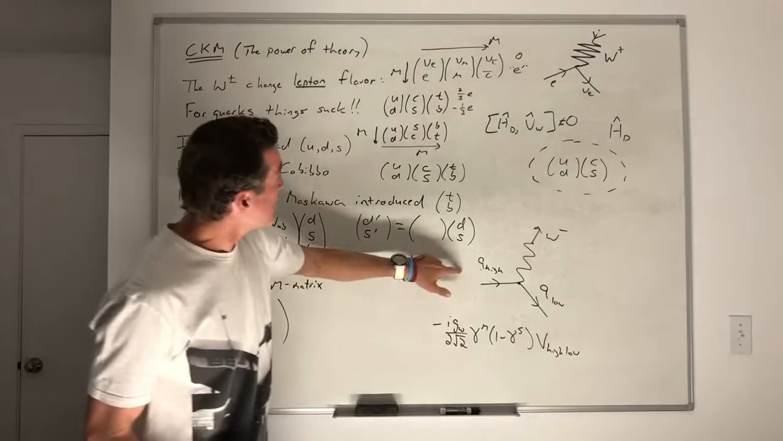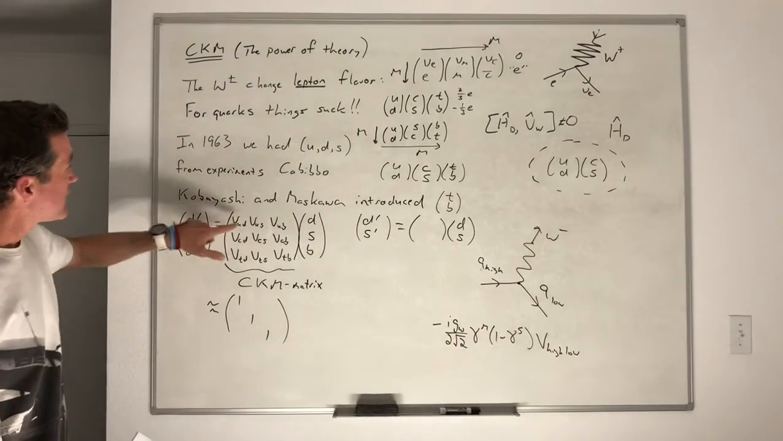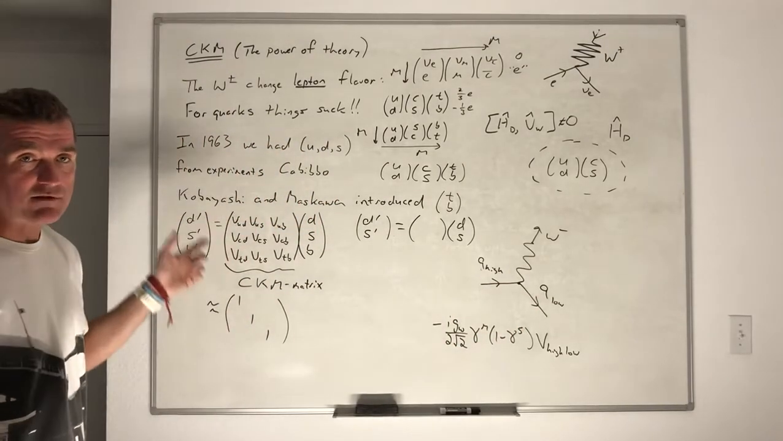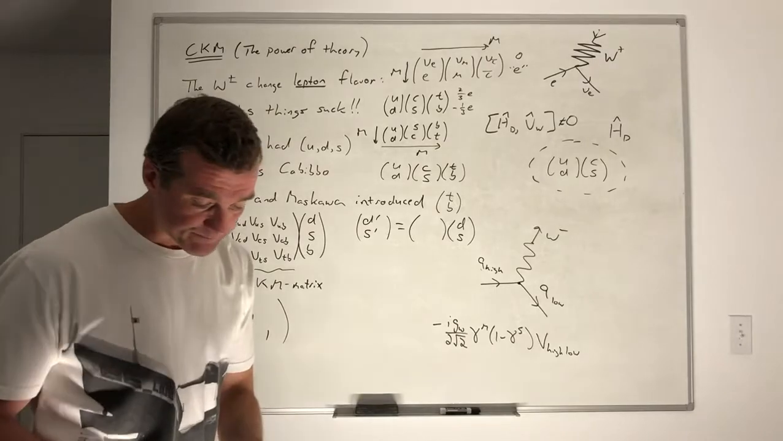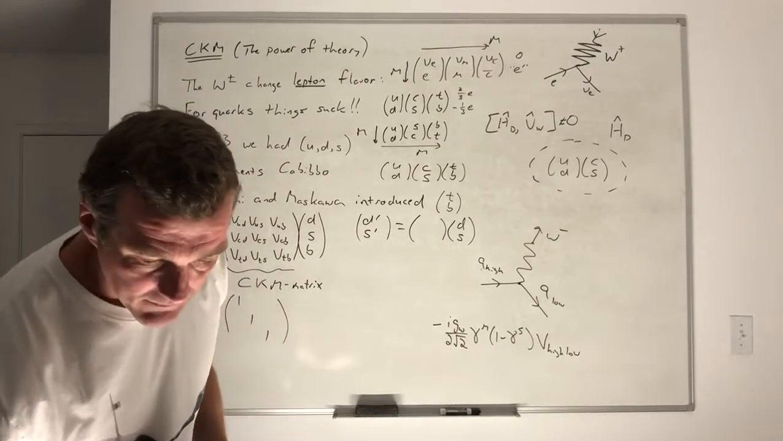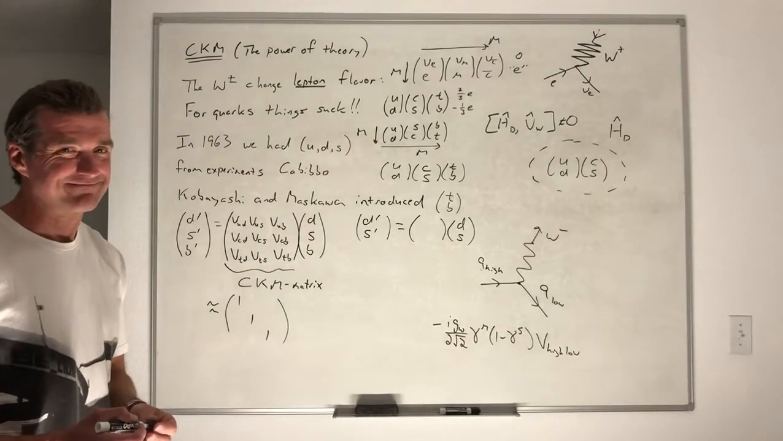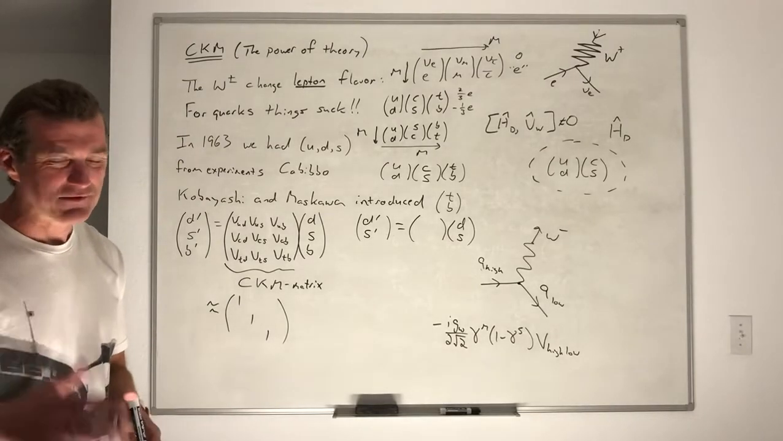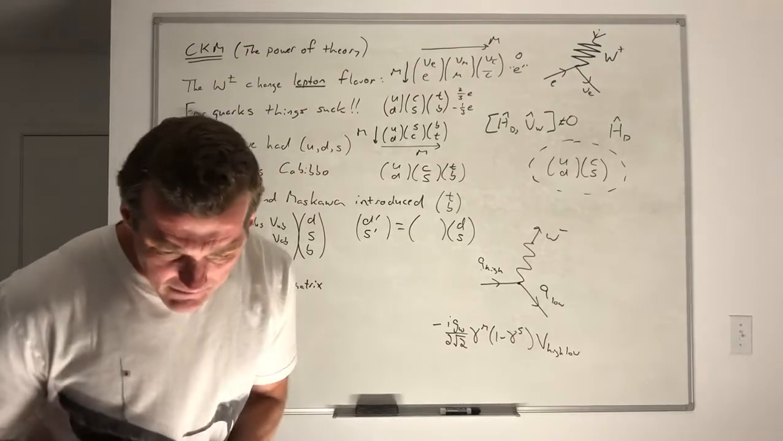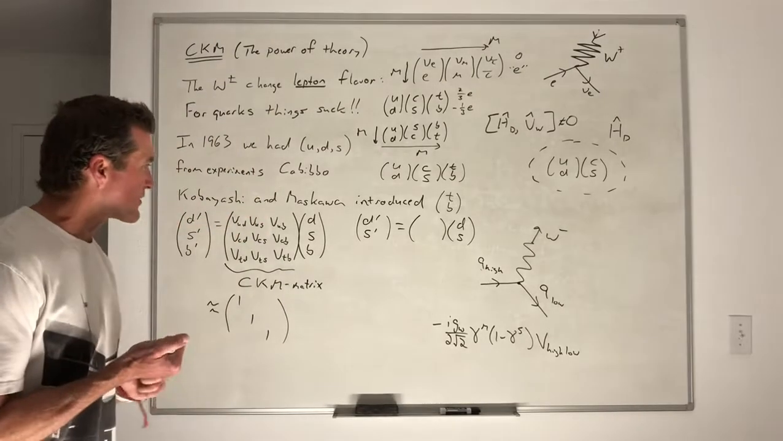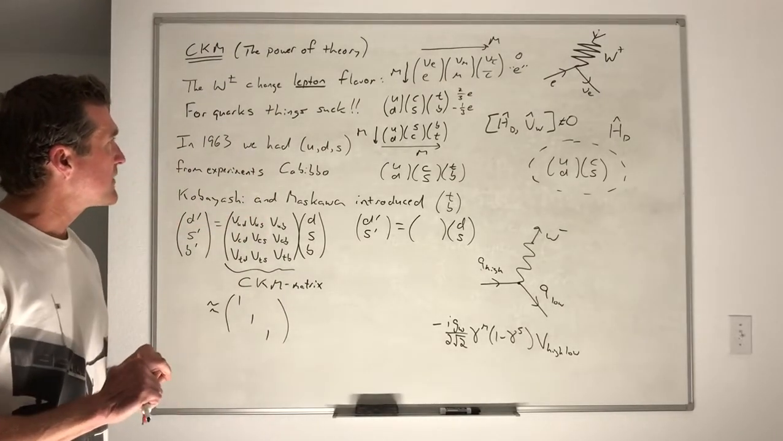If you make this an up and a strange, then you use V_us, which is going to be much smaller than the V_ud contribution. Okay? Sounds pretty straightforward? It's okay. All right, so this is the weak story of the W plus and minus.